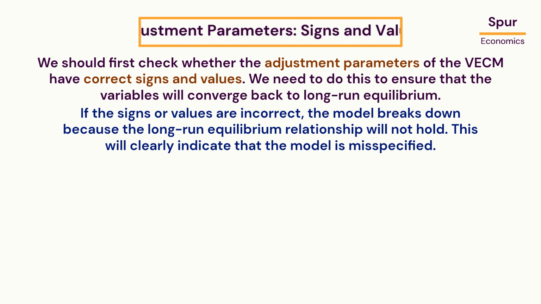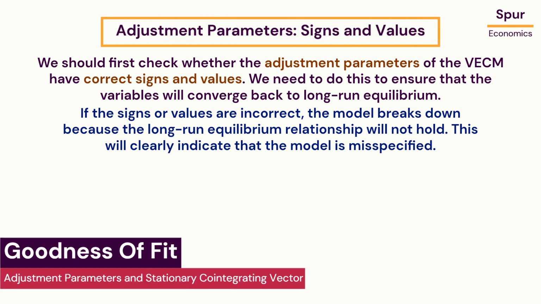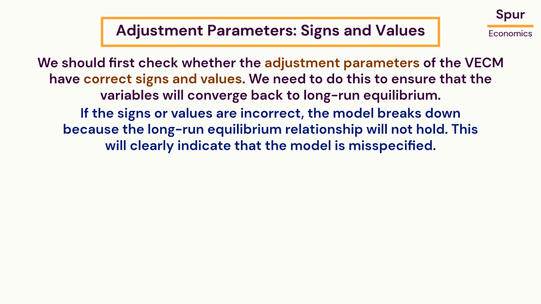We should first check whether the adjustment parameters of the VECM have correct signs and values. We need to do this to ensure that the variables will converge back to long-run equilibrium. If the signs or values are incorrect, the model breaks down because the long-run equilibrium relationship will not hold. This will clearly indicate that the model is misspecified.